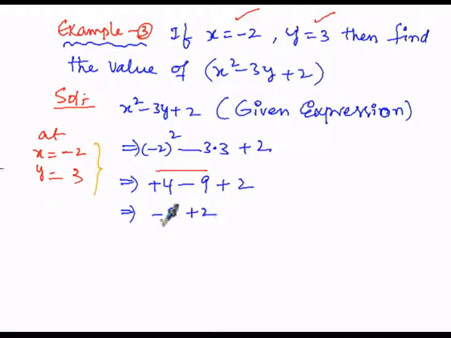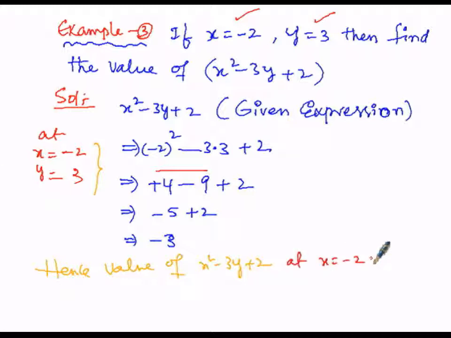Now in order to simplify these two terms, minus of plus is minus, we have to subtract greater minus least, that is 5 minus 2 is 3. Among these two numbers 5 is greater than 2, so its sign is negative, the assessed sign is negative. So in this manner, I got the value of the expression x square minus 3y plus 2 at x equals minus 2 and y equals 3 as minus 3.